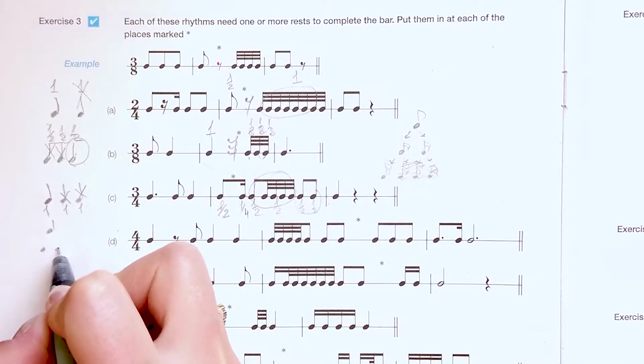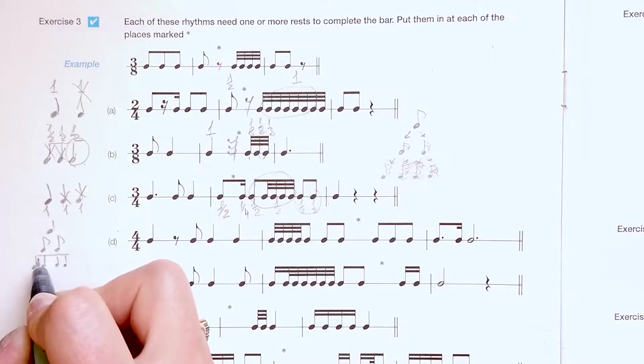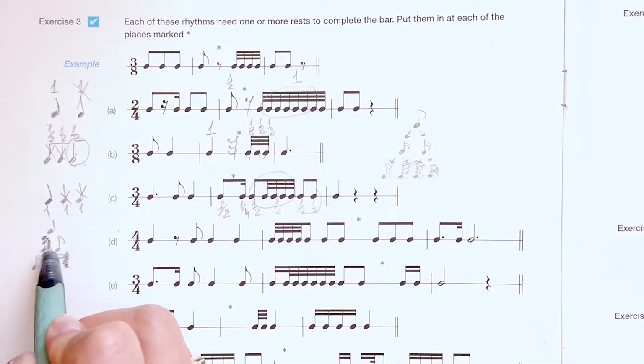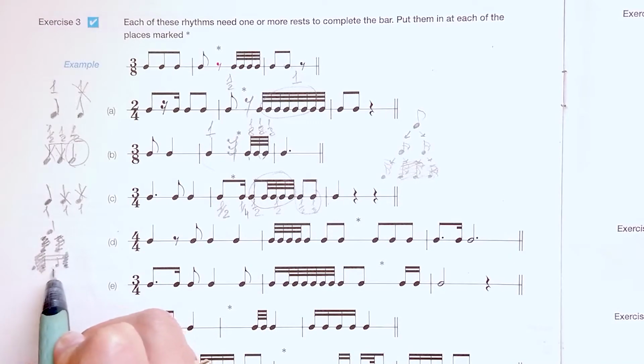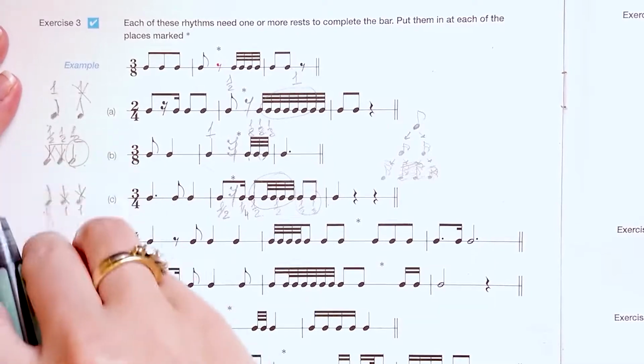So the crochet we can subdivide on 2 halves or on 4 semiquavers. In this case we have 1 semiquaver at the end and the quaver at the beginning. For us left another 1 semiquaver rest.